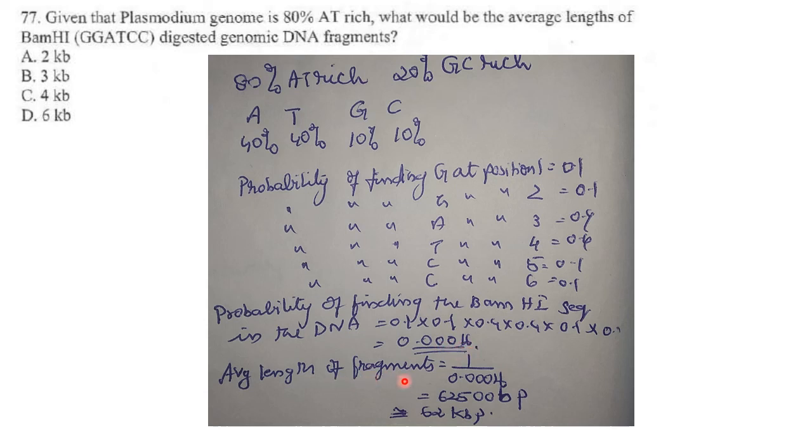0.0016. Then average length of fragment will be inverse of this, 1 by 0.0016, that is 62 kilo base pairs. So that option is not given in your options for the exam. So you can give your comments in the comment box.